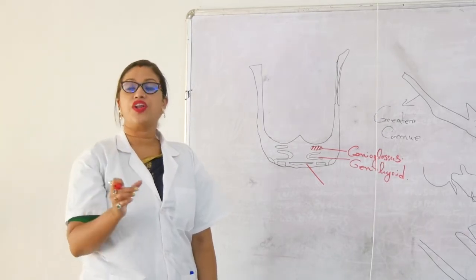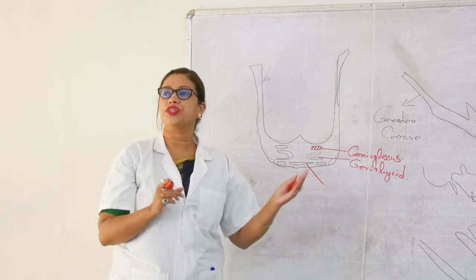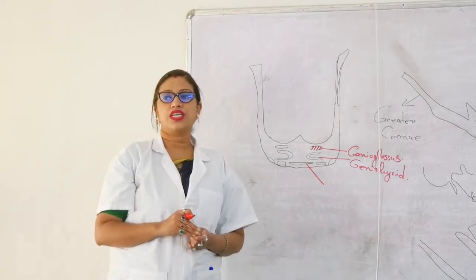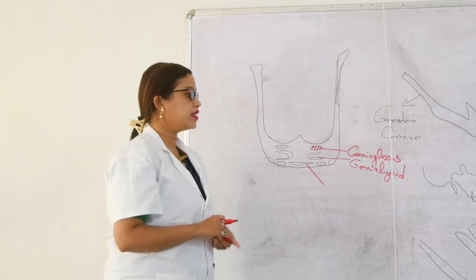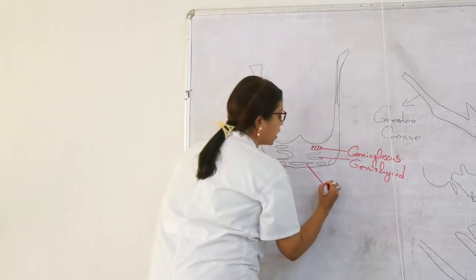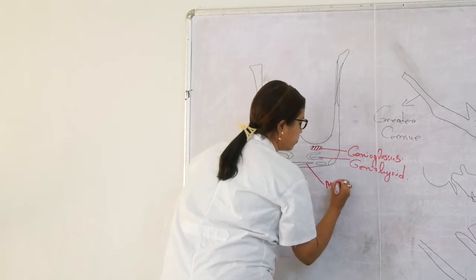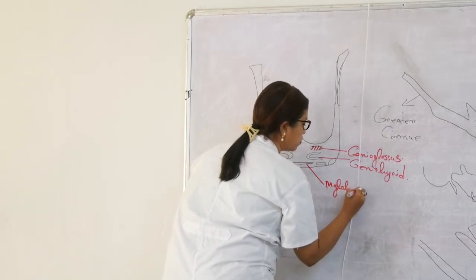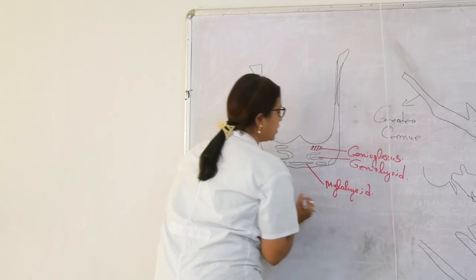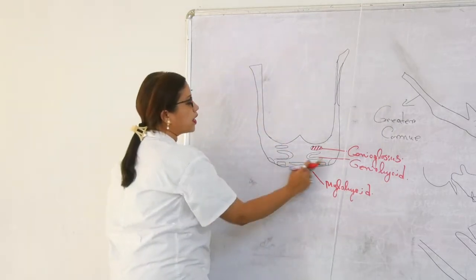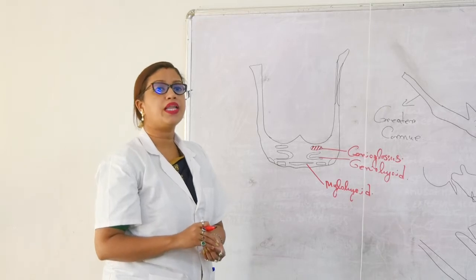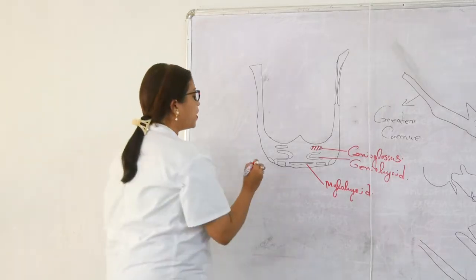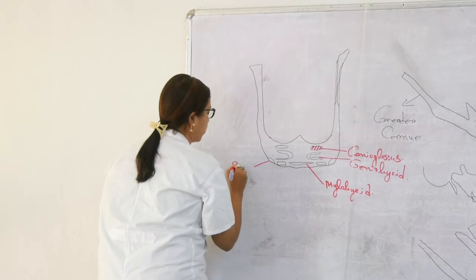Are these the origin or insertion? Could you see this? These all are the insertion. So this is the mylohyoid. Then at the corner we get another muscle, the superior belly of omohyoid.